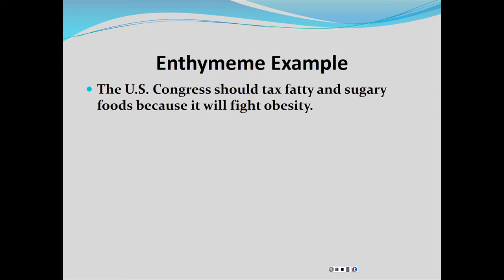So I'll give you an example here. I had a speech a couple of years ago that I got from a student, and the student's thesis in this speech was, the US Congress should tax fatty and sugary foods because it will fight obesity. We're going to try and work backwards here. This is usually what looks like an enthymeme. It's got a conclusion, it's got a minor premise. It doesn't have a major premise. So I'll help you out and learn to unpack this.